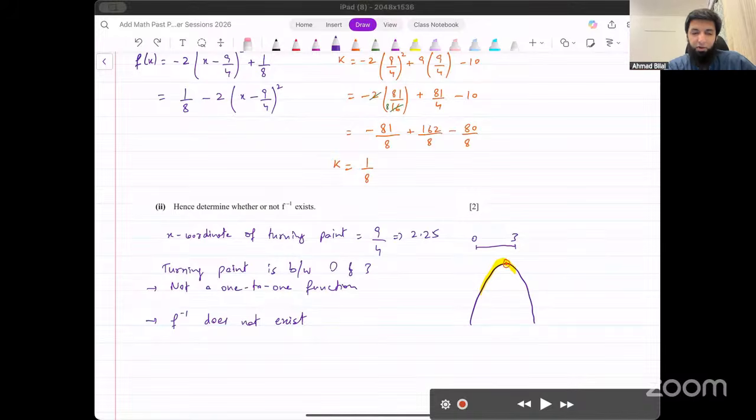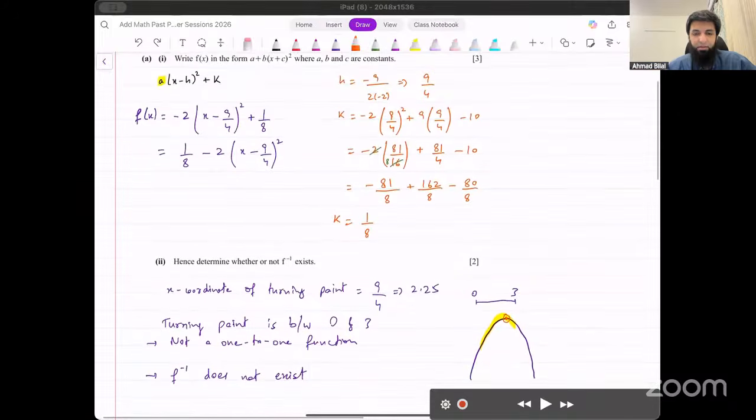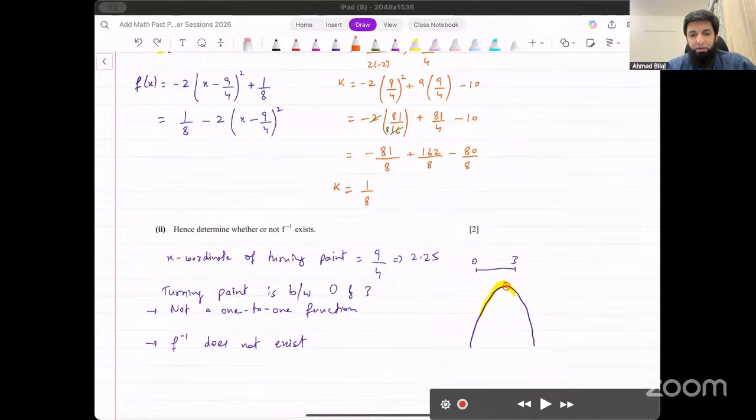Instead of writing one-to-one, you could also say it fails the horizontal line test. If you draw a horizontal line, it may pass through more than one point. That is why inverse does not exist. That's also fine. But you have to mention turning point because that is how you determine whether it is going to be one-to-one or not in this case. For horizontal line test as well, you'll have to use the turning point.